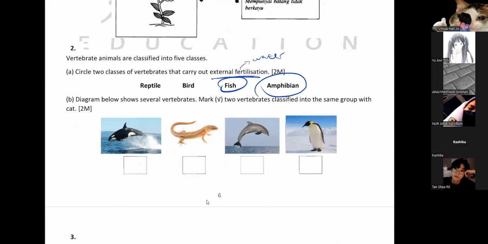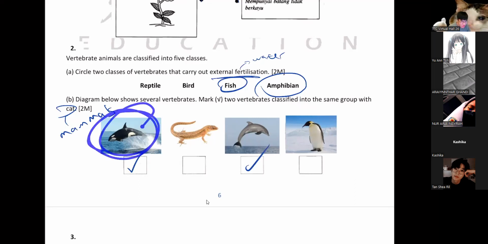Okay, anyway, so B, diagram below shows several types of vertebrates. Mark 2 vertebrates classified into the same group. Cat. Cat is mammal. Okay, so you have a dolphin and a whale. This is called orca, by the way. They call them the killer whale. I don't know why they call them the killer whale. They're just so cute. Okay, and this is a dolphin. All right, this is bird, guys. Dolphin is a bird. Sorry, not dolphin. Penguin is a bird. And then your chicha is a reptile.